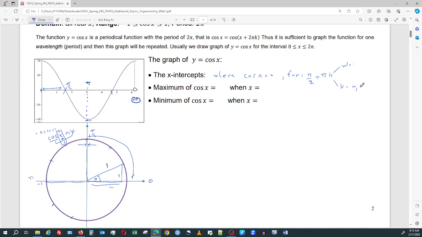0, 1, 2, 3, all the integers, depending on how many times we want to cycle around, and we'll pick up the x-intercepts as multiples. So you've got to get used to saying, is it pi on 2? Or is it this one over here, pi on 2 plus pi?